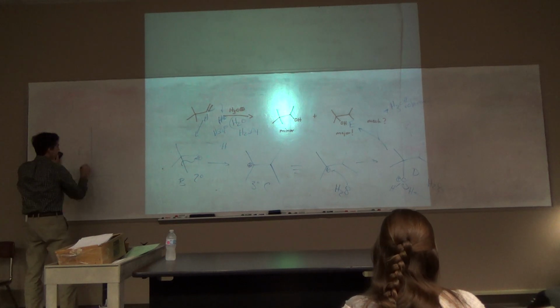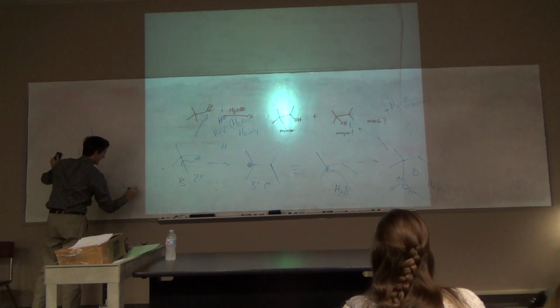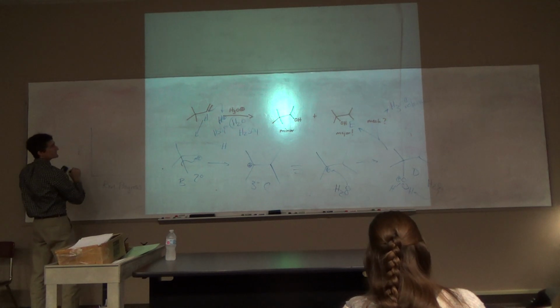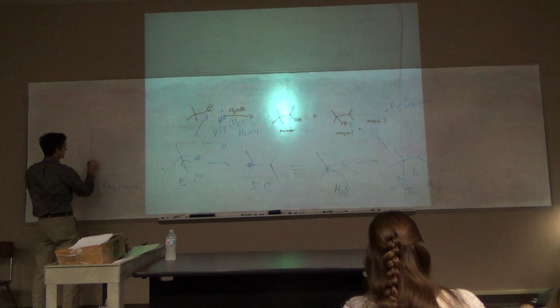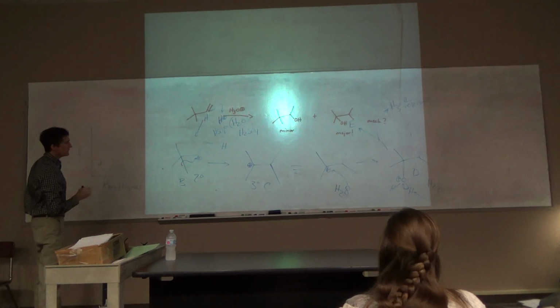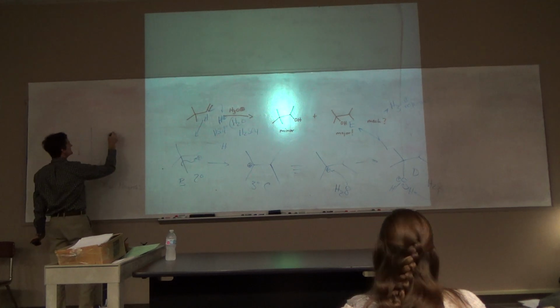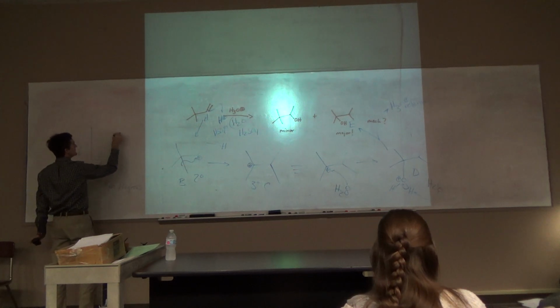Reaction coordinate diagram. You've got some type of energy, reaction progress. We start out with A, some arbitrary level. Then we go to B. B is a cation. It's charged. It's higher energy. And so we come up to here, maybe B.